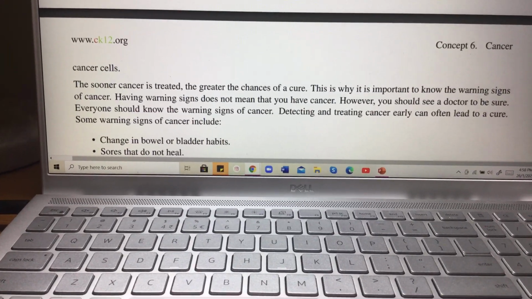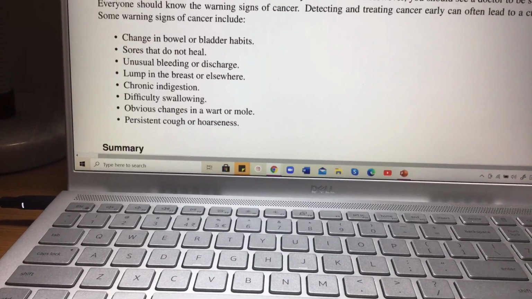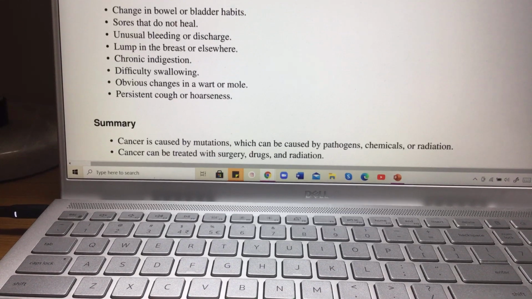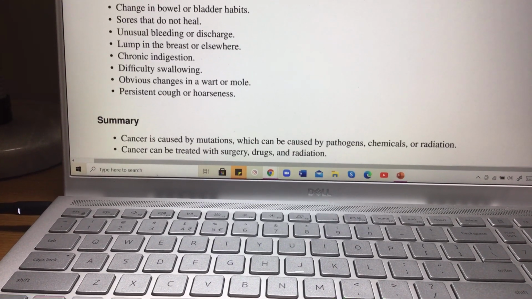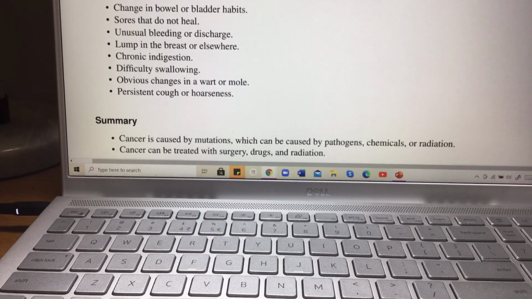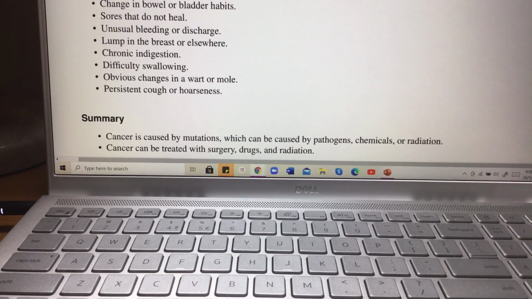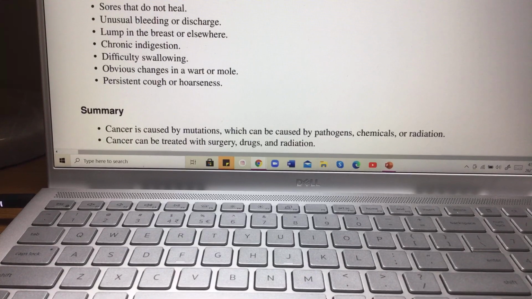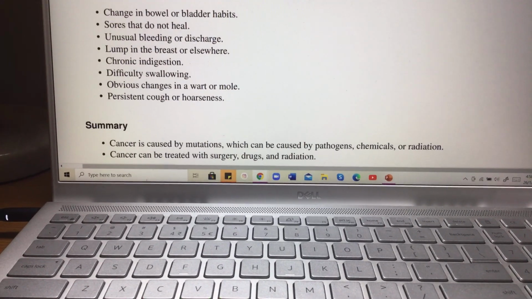Some warning signs of cancer include a change in bowel and bladder habits, sores that do not heal, unusual bleeding or discharge, a lump in the breast or elsewhere, chronic indigestion, difficulty swallowing, obvious changes in a wart or mole, or a persistent cough or hoarseness.